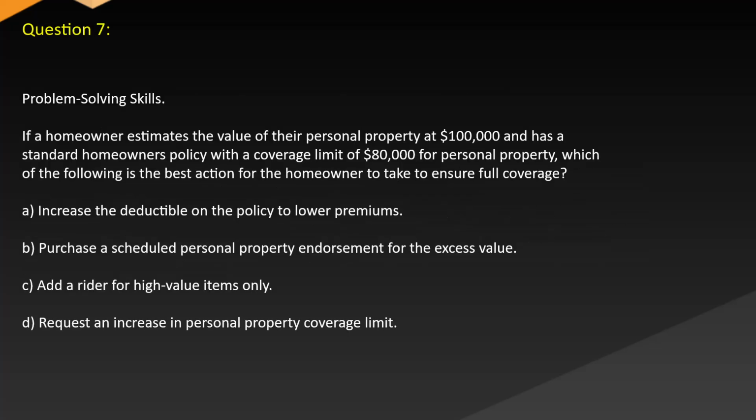Question 7. Problem-solving skills. If a homeowner estimates the value of their personal property at $100,000 and has a standard homeowner's policy with a coverage limit of $80,000 for personal property, which of the following is the best action for the homeowner to take to ensure full coverage? A. Increase the deductible on the policy to lower premiums. B. Purchase a scheduled personal property endorsement for the excess value. C. Add a rider for high value items only. D. Request an increase in personal property coverage limit.